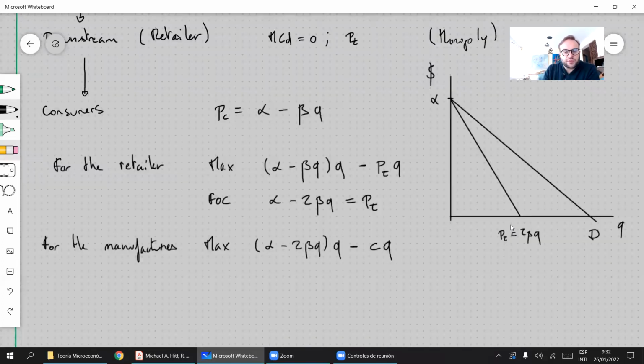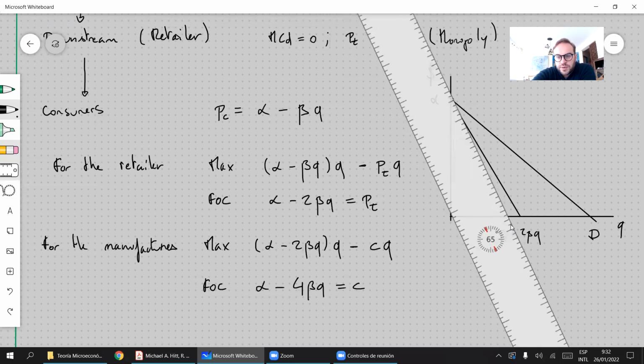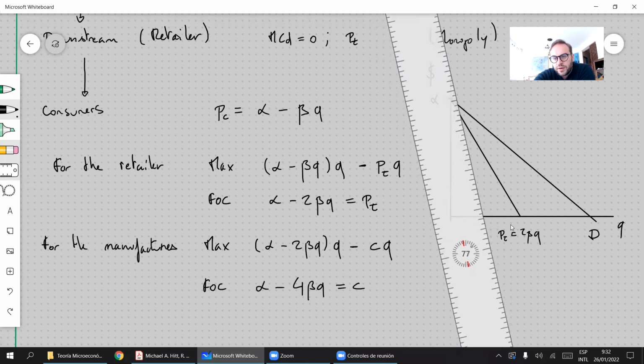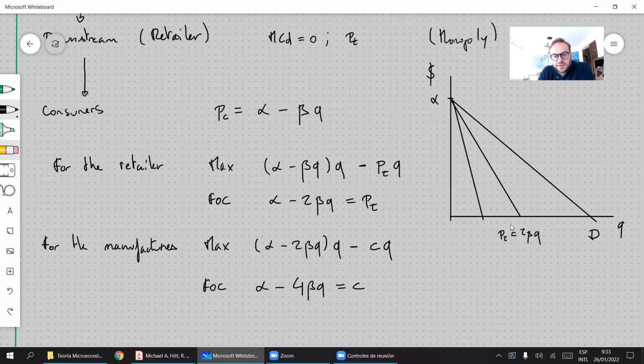Which means that the first order condition is going to be alpha minus 4 beta Q must be equal to C, right? And so if I want to draw this, the marginal revenue of the manufacturer is going to be, again, half of it, with a slope that is 2 times as steep, right?